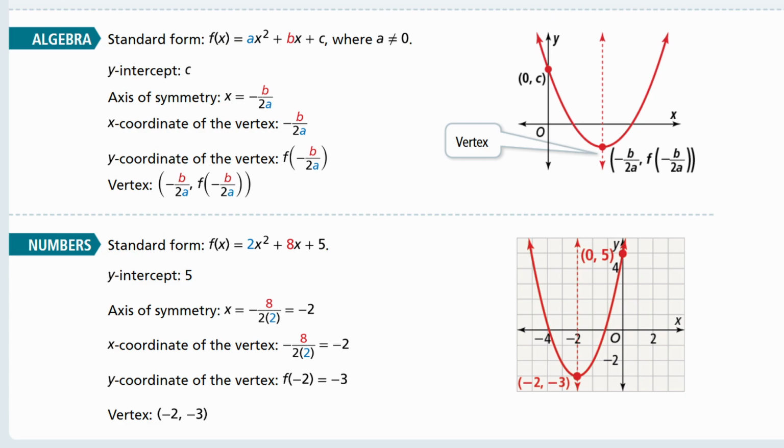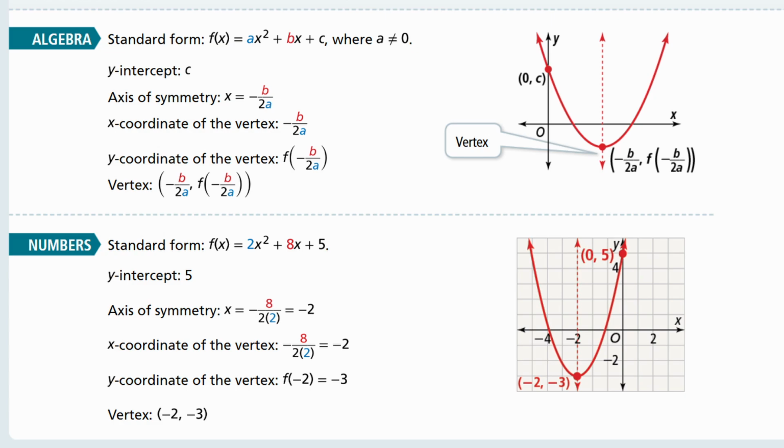This is the key concept here. We've got the standard form of a quadratic equation, ax squared plus bx plus c, where a does not equal 0. If a were 0, it would no longer be a quadratic equation because you wouldn't have the x squared value. So the y-intercept is c. If you set x equal to 0, then both the ax squared and bx terms drop out, leaving just c. That is where the y-intercept happens.